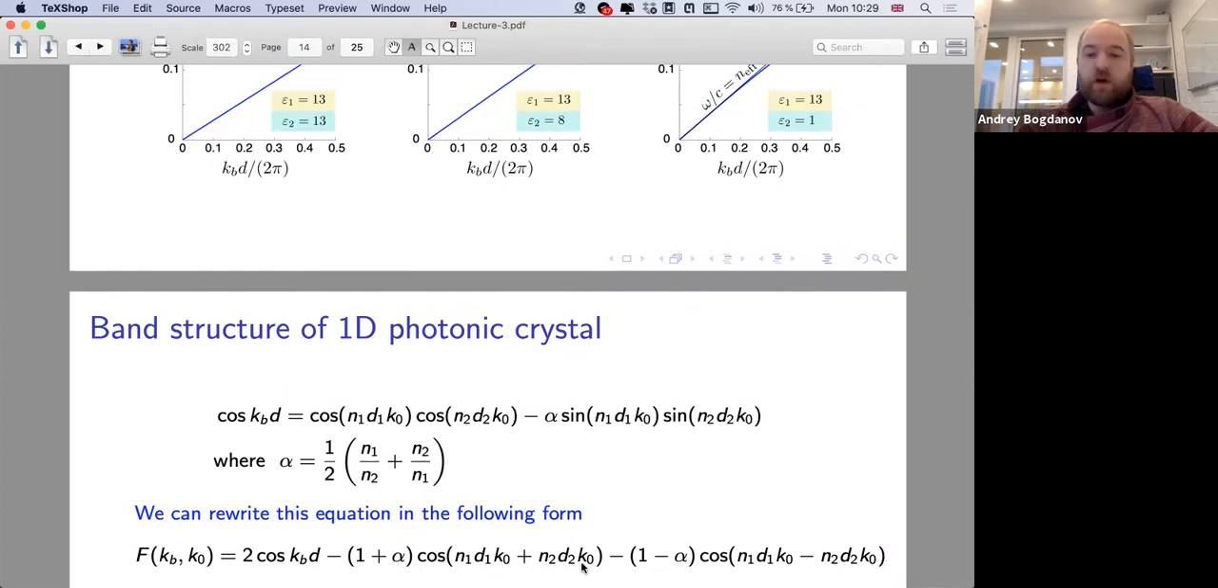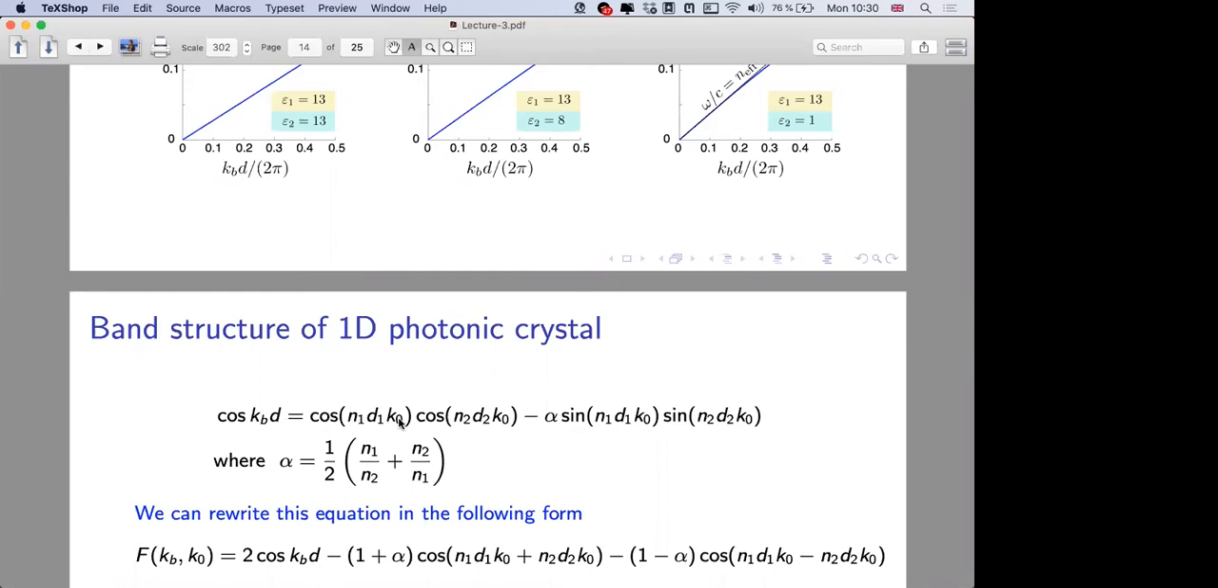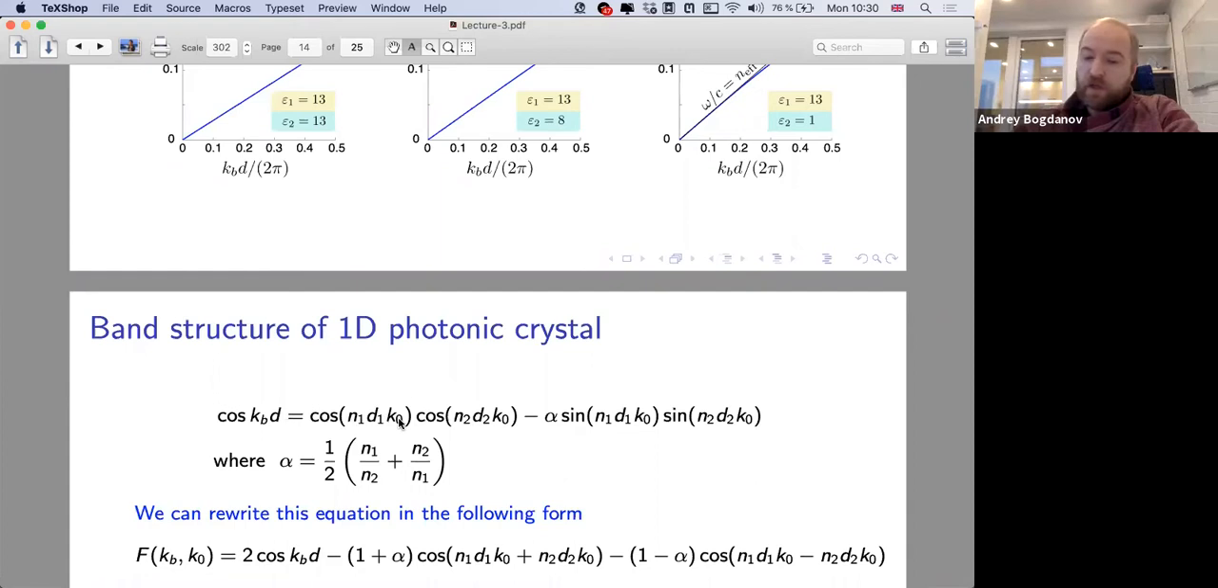Here it's n1 d1 k naught, and this is for normal incidence. But in the general case, what should I write here instead of n1 d1 k naught? Here, instead of n1 d1 k naught, we should write just k1 d1.